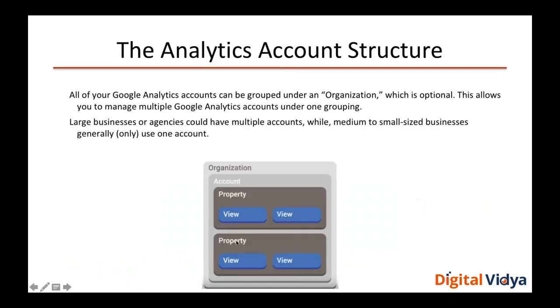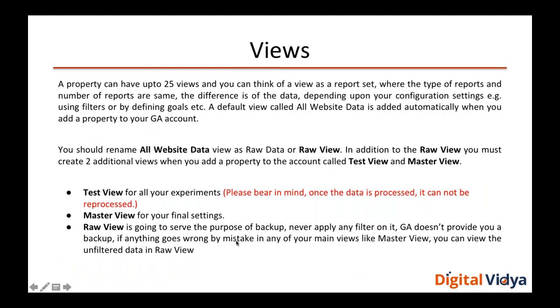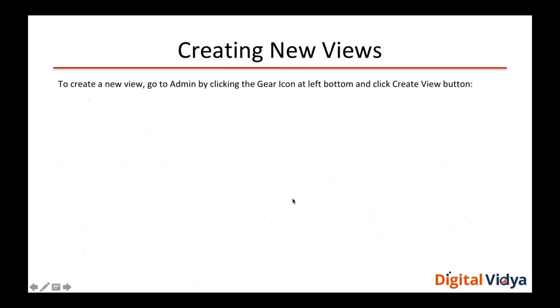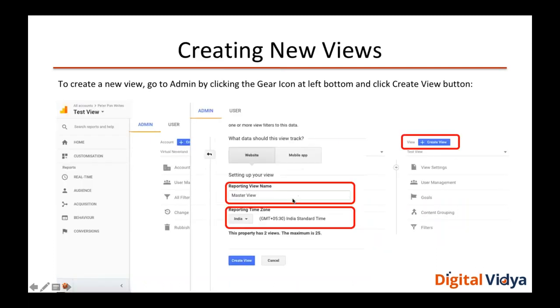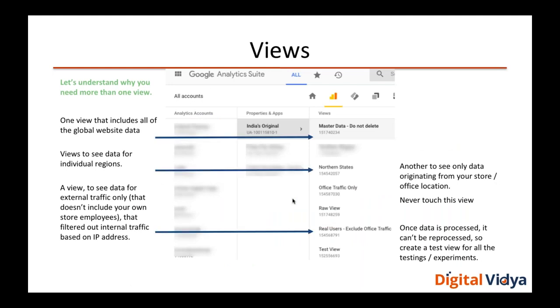But I will not be covering anything over here because you already know about all these things. You have already covered all these things, okay? And I have written everything for you so that you can refer to it. The user level permissions and all that. The permissions at three different levels: account level, property level, and view level. You all understand that. What is the purpose of having different views and all that? But still, I have created those slides for you, okay?